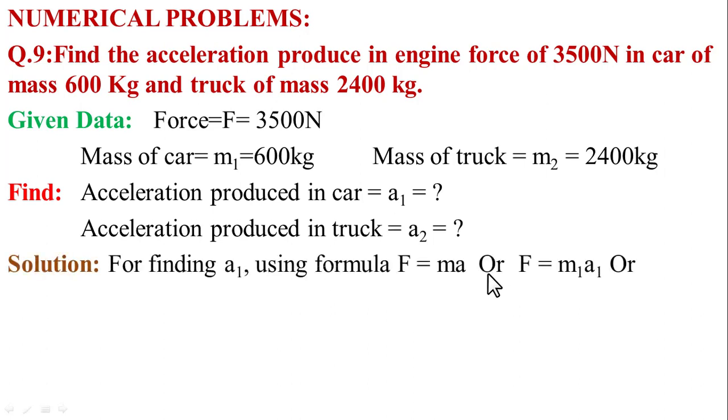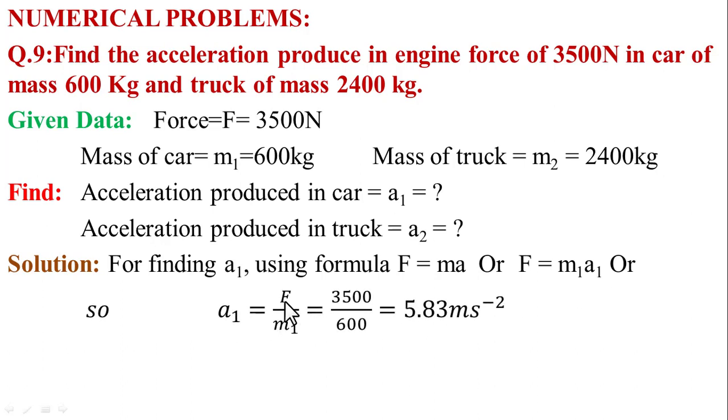Solution. First of all, we find the acceleration in the car a1 by using the formula according to Newton's second law of motion. F is equal to ma, or we can write that F is equal to m1 a1. Now putting the values, a1 is equal to F over m1. Then F is equal to 3500 divided by the mass of car 600. Now 3500 divided by 600 is equal to 5.83 meter per second square. So the acceleration in the car is 5.83 meter per second square.